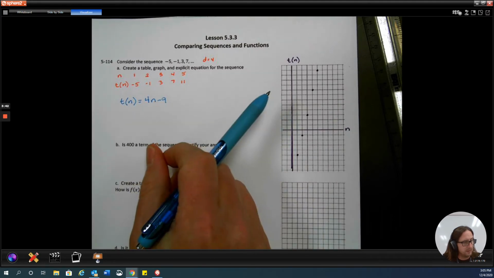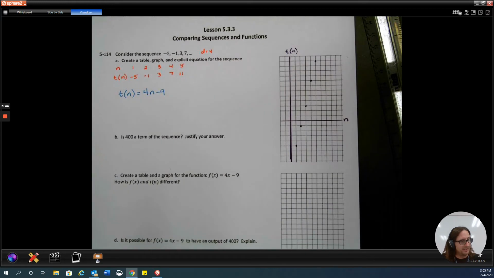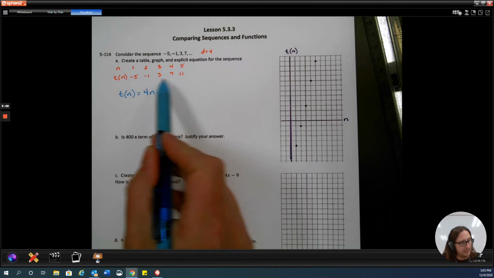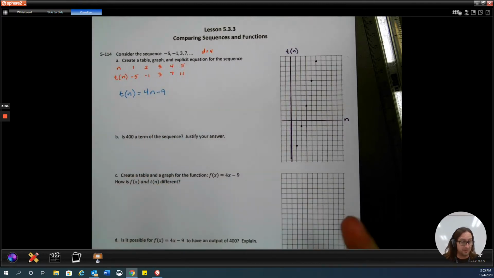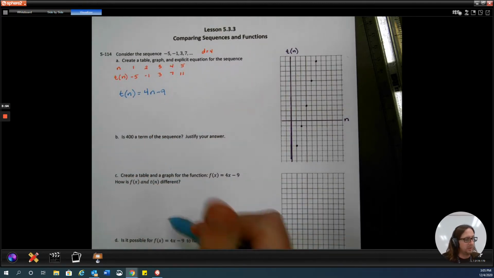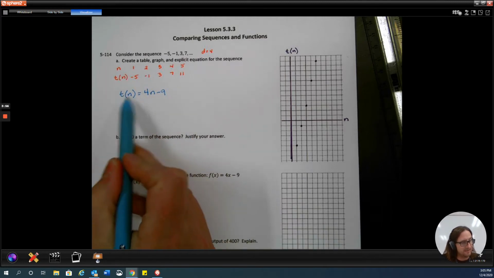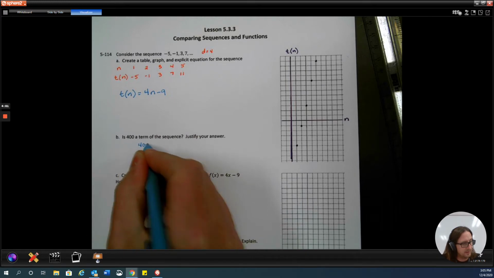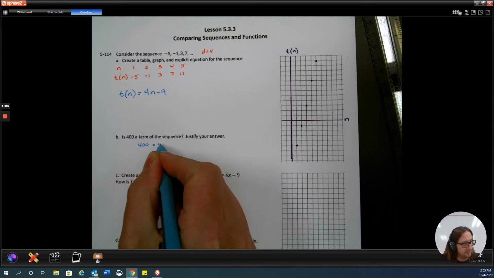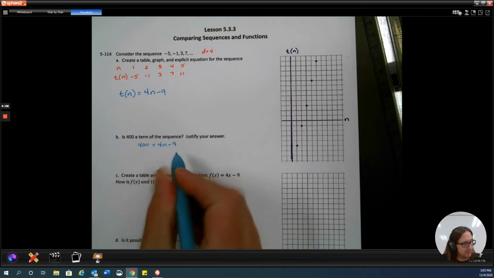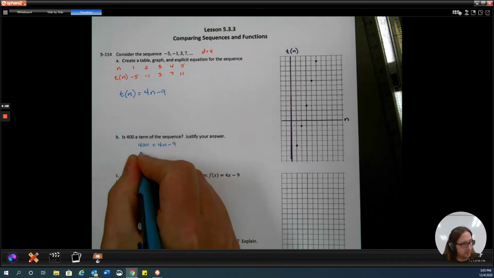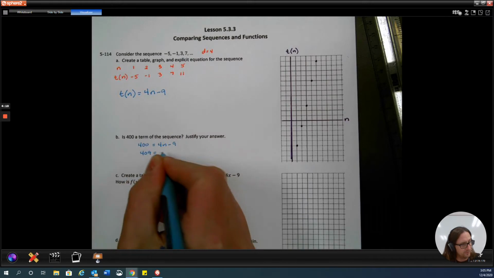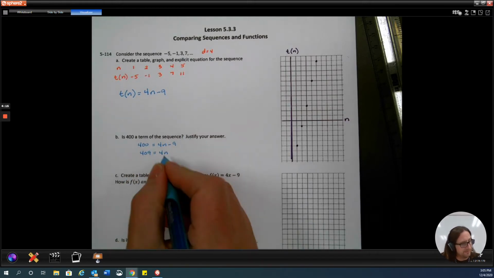Yes, it's working. All right, so our question now is, is 400 a term in the sequence? If I keep on writing out my terms, will 400 eventually be one of those terms that I write down? Well, let's find out. Instead of t of n, I'm going to plug in 400. And I get 400 equals 4n minus 9. So I would add 9 to both sides, and I get 409 equals 4n.